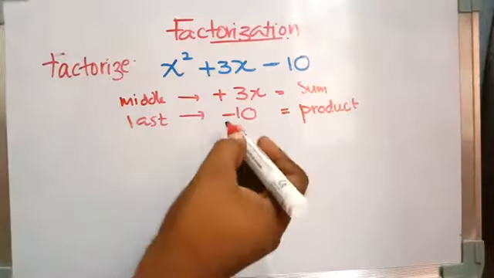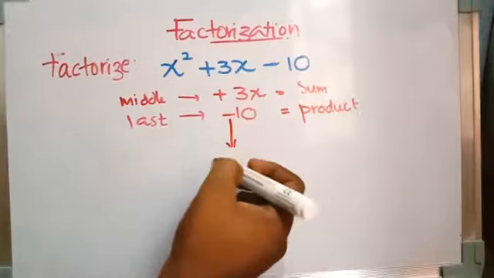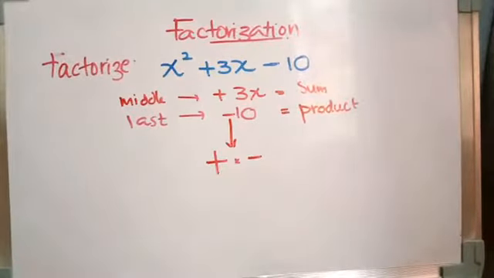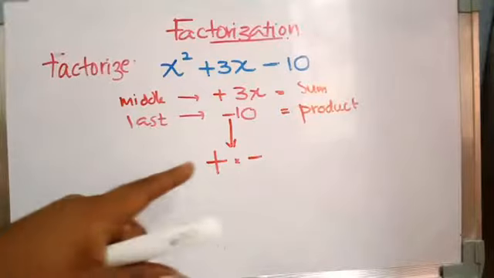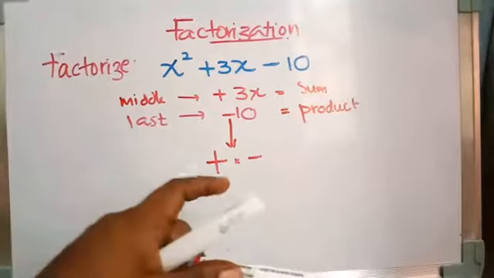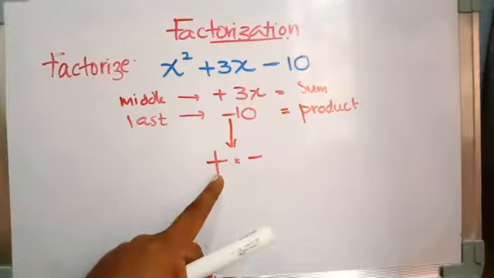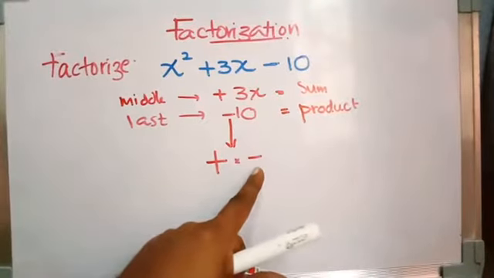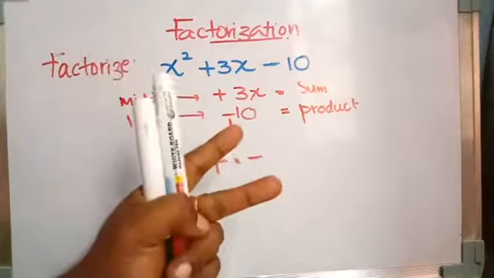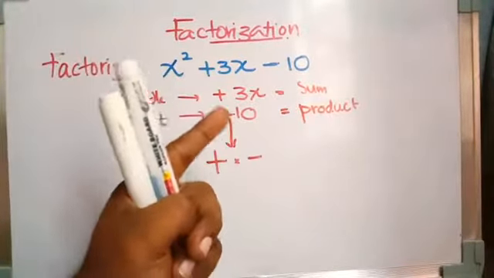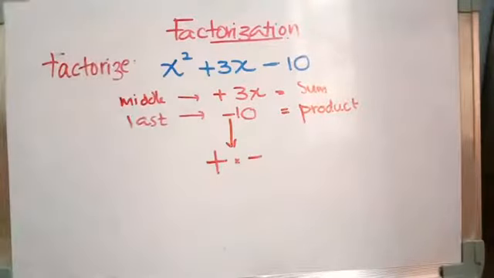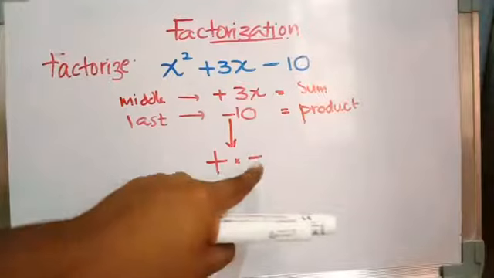Because this negative, how do you get this negative? By plus into minus or minus into plus, the product of a positive number and a negative number. That's why this negative is here. That means one number is positive and the other number is negative, because we have to assume two numbers. One number should be positive and the second number should be negative. That means two different signs.